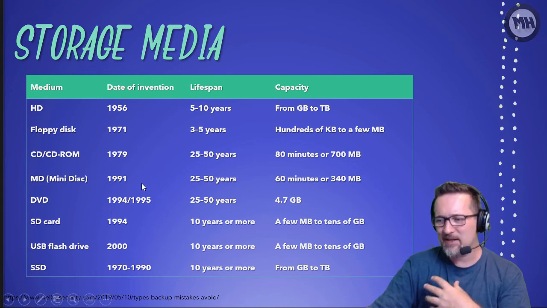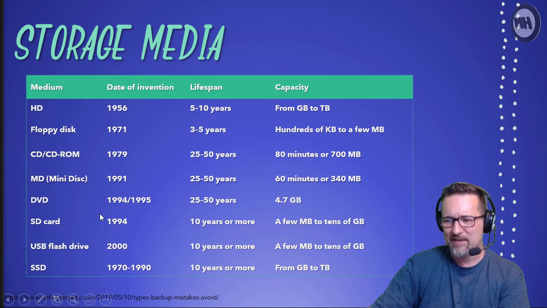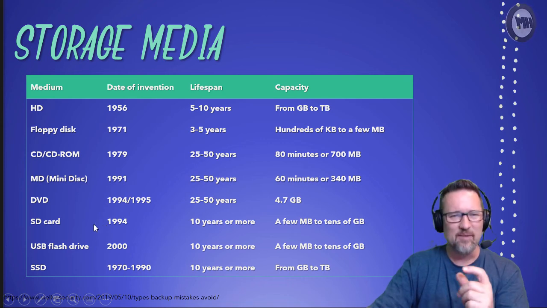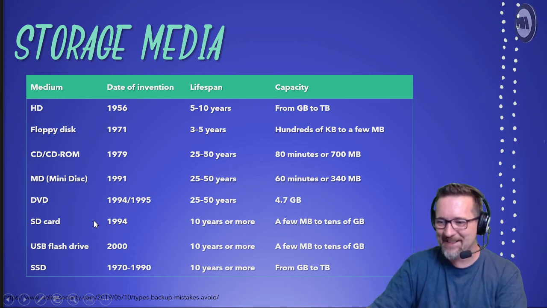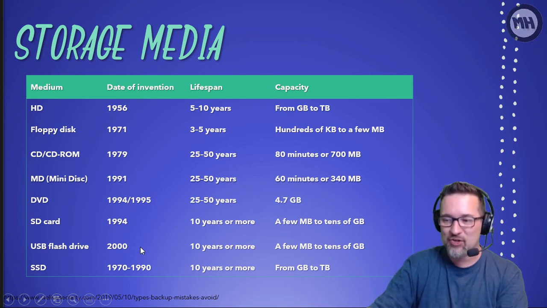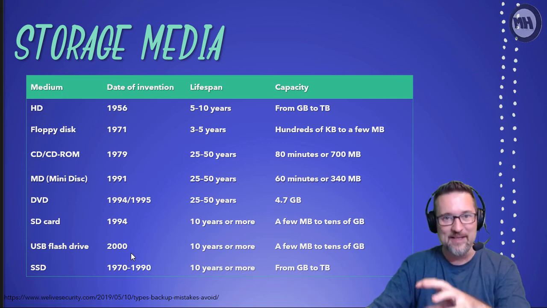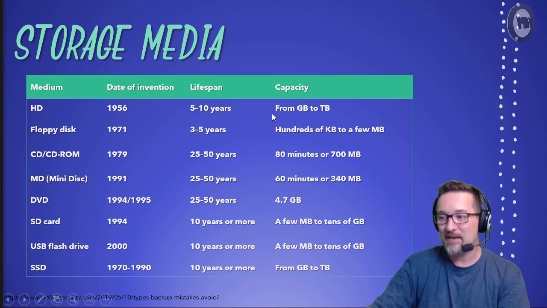MD, mini disc. I never heard of the mini disc actually, so I don't know where I was in the 90s. Man, those years went by fast. DVD in 1994-95. SD cards. I didn't have that in one of my pictures earlier, but you know what an SD card is. Very well used, famously, often used in cameras and things like that, small devices. USB flash drive in the year 2000. And SSDs. It says 1970. I want to look that up and see what they had with that sort of technology in 1970 in terms of SSDs. That is pretty cool. And there you can see the lifespan and the capacity.